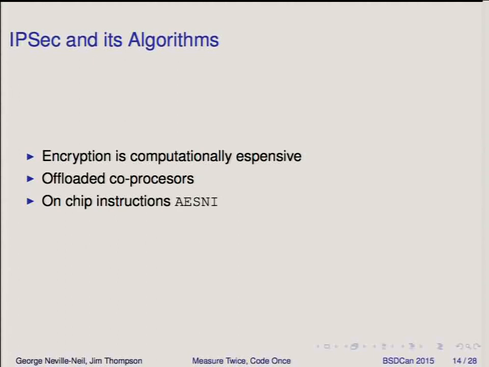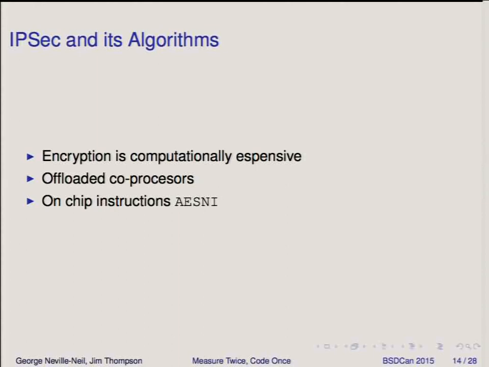So that was some of the baseline measurements we did just for TCP and for packet forwarding. I want to talk about some of the more recent work that we've done since we did the initial work on forwarding. IPsec and its algorithms. So we have IPsec in FreeBSD. We use it, and many people use it. We know that IPsec and encryption are computationally expensive, often offloaded through coprocessors.